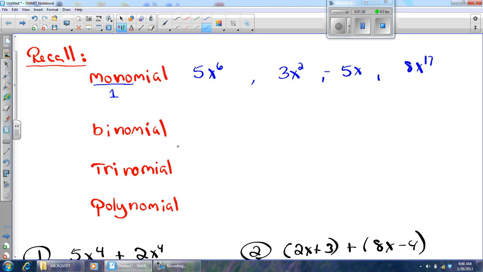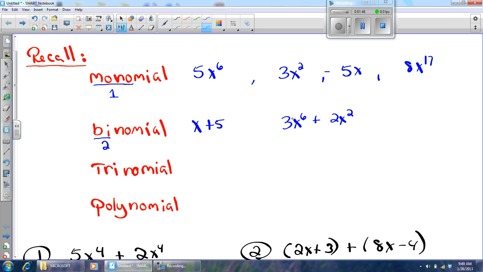Now, I will bet you that Mr. Tomb knows what bi means. I'll bet you he knows that bi means 2, like bicycle. All right, so a binomial means there's two terms. For example, x plus 5 is a binomial. 3x to the 6 plus 2x squared, that's a binomial. There's two terms put together.